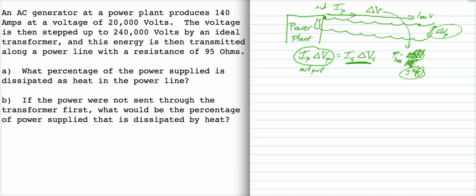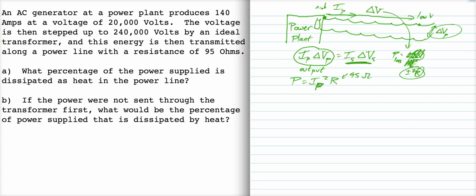So, to find the power dissipated along the line, we need to find the secondary current squared times the resistance. Now, we already know the resistance is 95 ohms. We just need to find that secondary current. Or, I'm sorry, the primary current, right? It's the primary current here that's going along the line. So the power dissipated along the line is the primary current squared times the resistance.